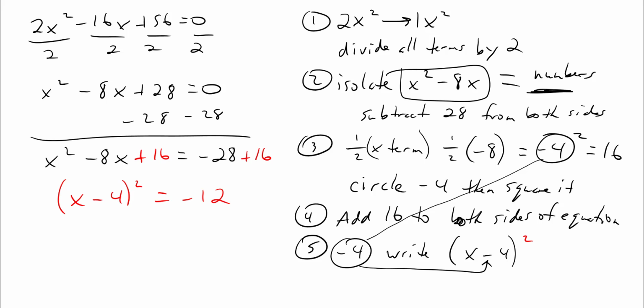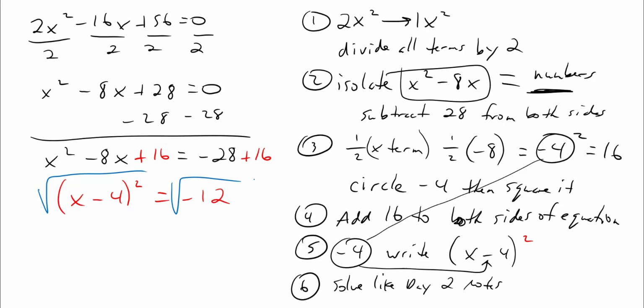And then the sixth step is solve like day 2 notes, which is just yesterday's stuff. Okay, so I'm going to take the square root of both sides, and I'm going to get x minus 4 equals plus or minus square root of negative 12.